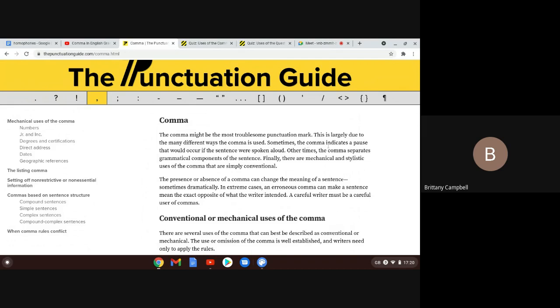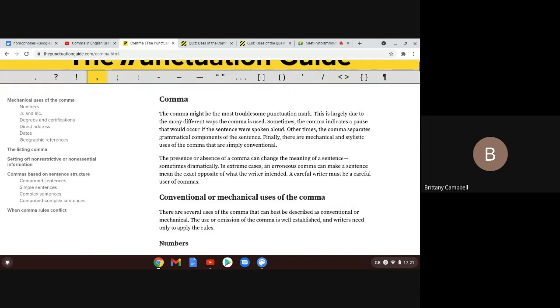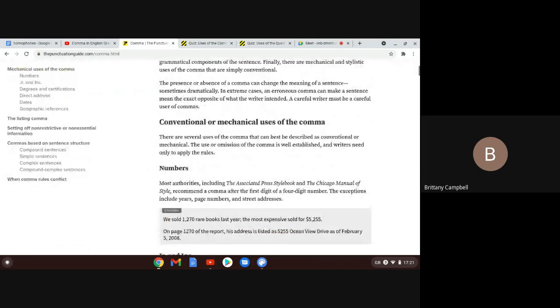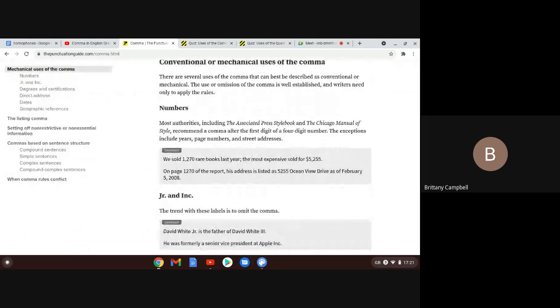sometimes the comma indicates a pause that would occur if the sentence were spoken aloud. Other times, the comma separates grammatical components of the sentence. Finally, there are mechanical and stylistic uses of the comma that are simply conventional. I know that this is a lot for us to take in, so let us look at some examples to break it down. All right, so let us go.